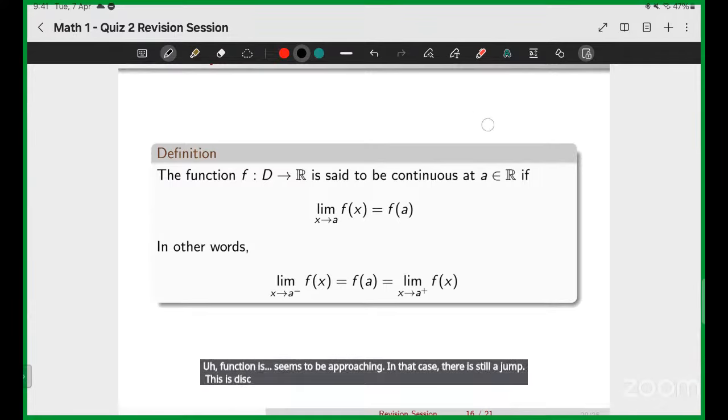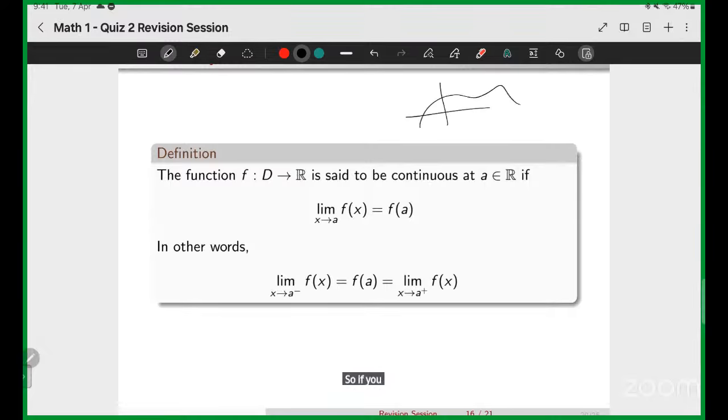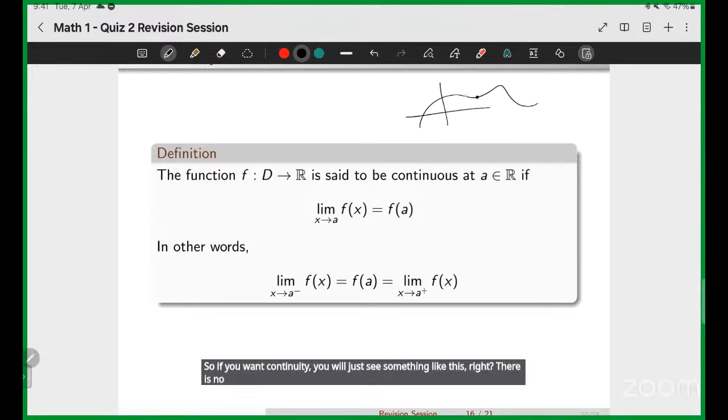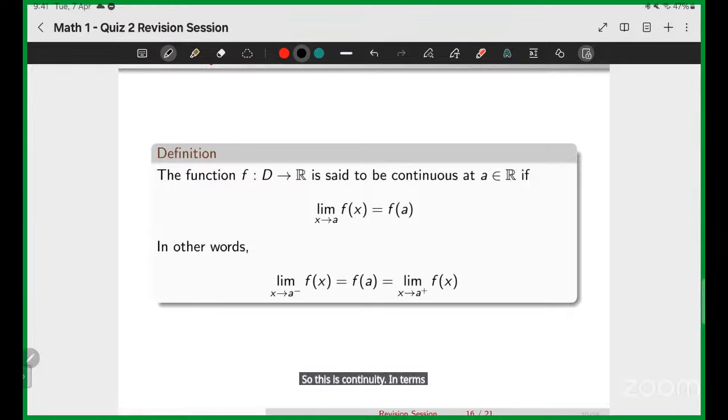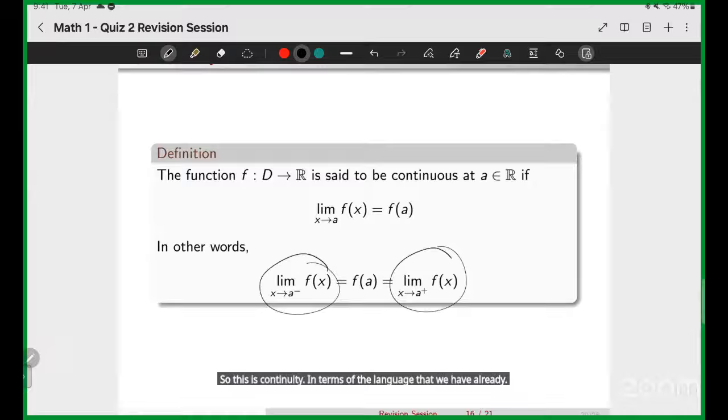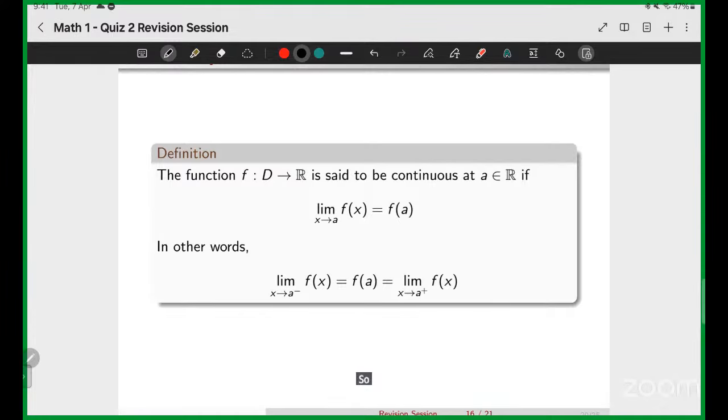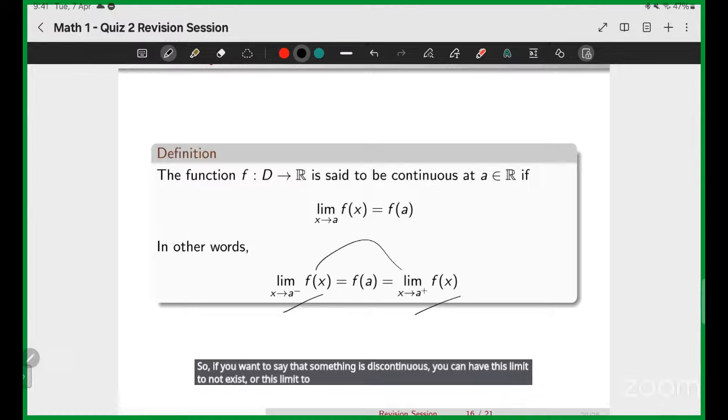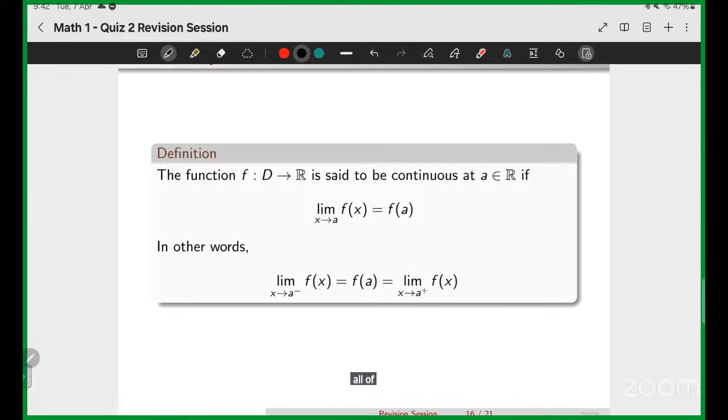This is discontinuous. So if you want continuity, you will just see something like this, like there is no break. So if you come from the right or from the left, you approach the same value, and that value happens to be exactly equal to the function value at that point. So this is continuity. In terms of the language that we have already looked at, we say that the right-hand limit is equal to the left-hand limit is equal to the function value. So if you want to say that something is discontinuous, you can have this limit not exist, or this limit not exist, or for them to be not equal, or for them to be not equal to the function value. All of these ways.